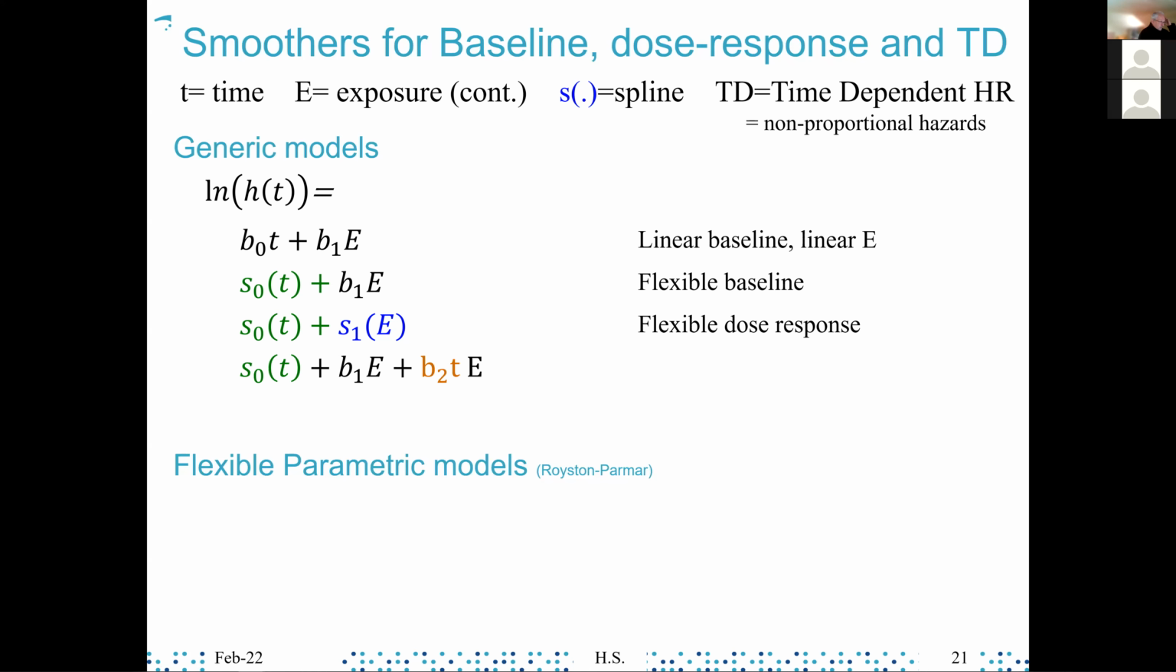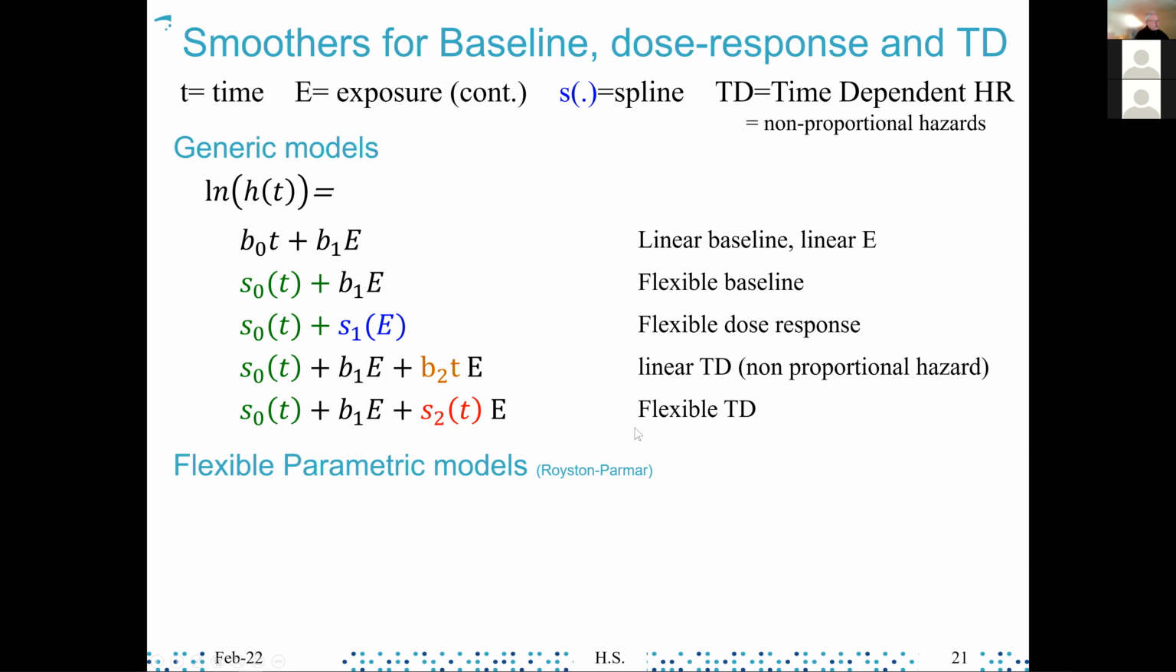If we don't think that the effect of the exposure is the same over time, we could add an interaction term between time and exposure. So this one is saying that we have a linear interaction. So either the effect of exposure is increasing linearly over time or decreasing linearly over time. But this is then a non-proportional hazard model. And then finally, we can replace this interaction term of T with a spline in T. And now we have a flexible time-dependent model.